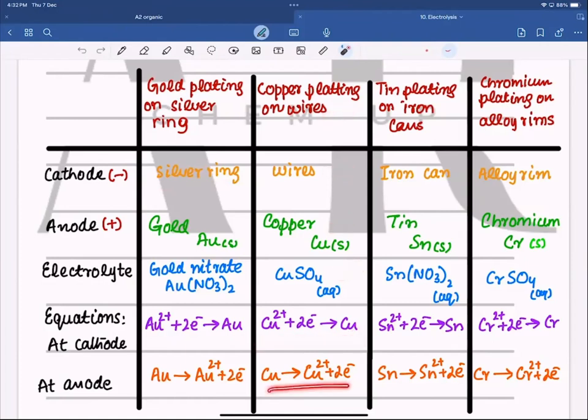Sir, can you tell it once again? Which one? This one, the anode. Yeah, for copper. Yes. In each case, there is a simple rule.